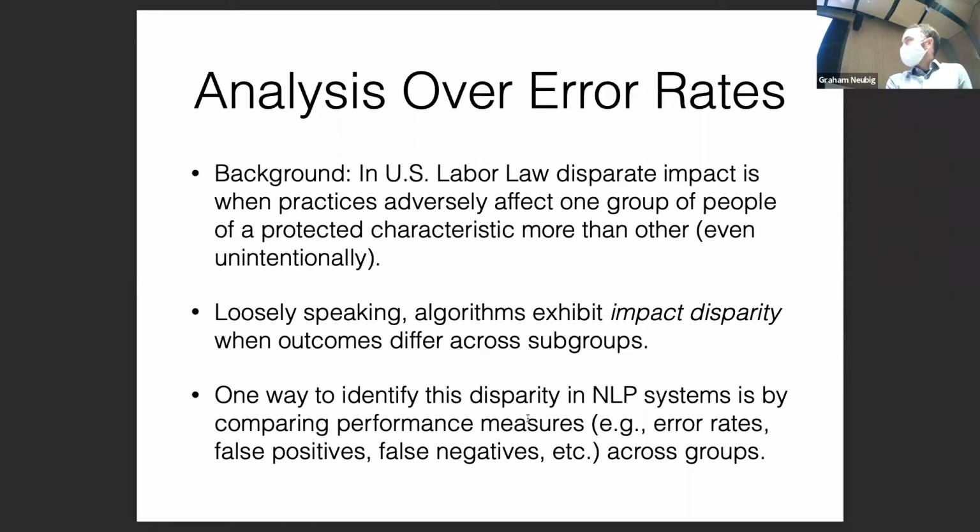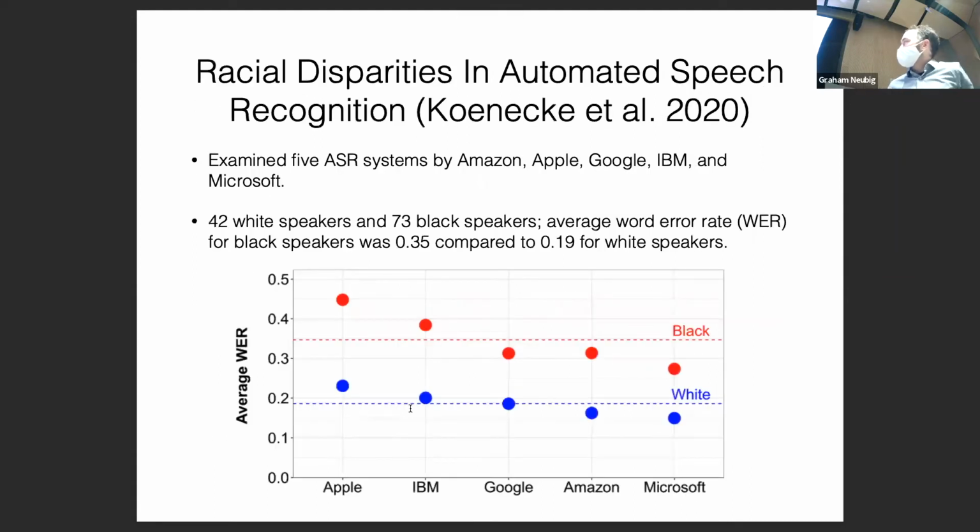And one way to identify this disparity in NLP systems is by comparing performance measures. So error rates, false positives, false negatives across groups. And just to give a very obvious example from 2020, impressively, which is only 1 year ago, we can see that this work basically examined 5 ASR systems by Amazon, Apple, Google, IBM, and Microsoft.